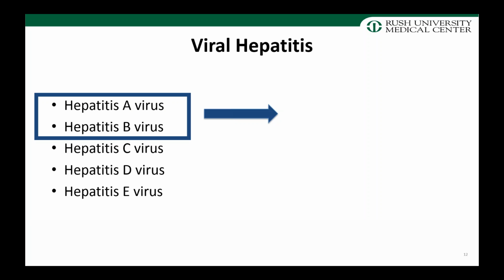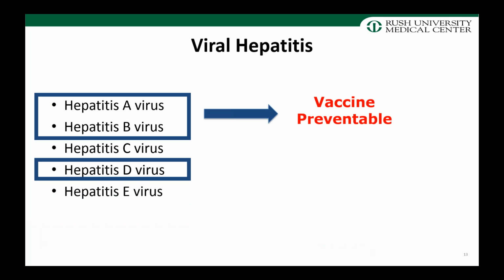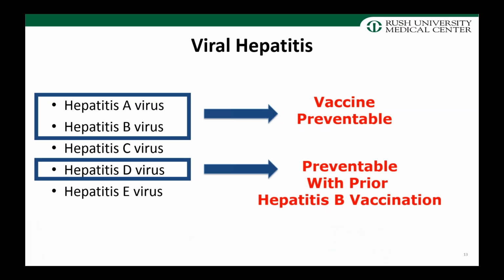So out of those 5 viruses we had mentioned before, we have vaccinations against 2, and those are hepatitis A and hepatitis B. As we had mentioned briefly before, hepatitis D requires co-infection with hepatitis B for its replication life cycle. So this is actually preventable as well with prior vaccination against hepatitis B.